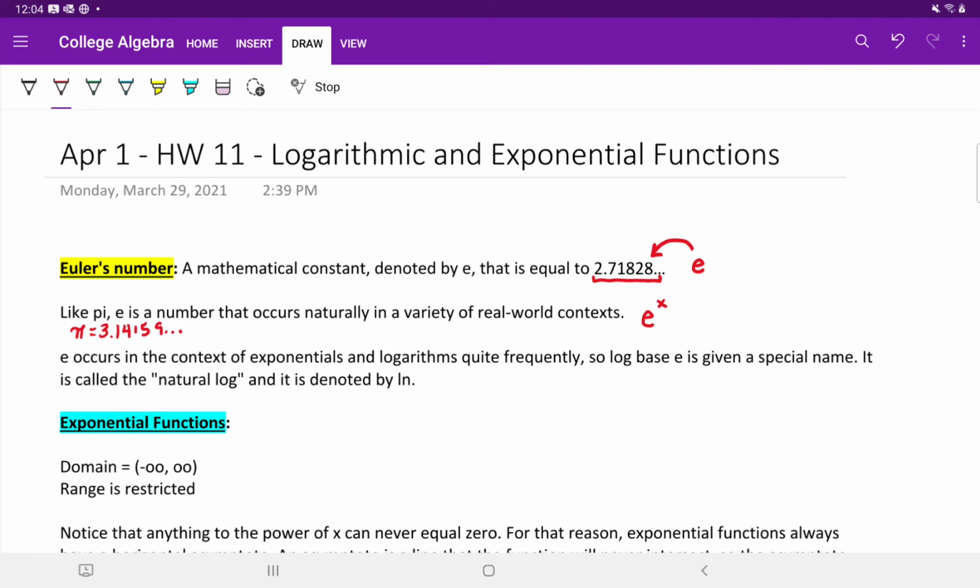So since e occurs in the context of exponentials and logarithms quite frequently, e to the x is one expression you'll see a lot, but also since exponentials and logarithms are inverses of each other, we also encounter log base e all the time, just its inverse. But log base e, I guess, was taking us too long to write, so we decided to give log base e a special name. We call it the natural log, and it's denoted as ln.